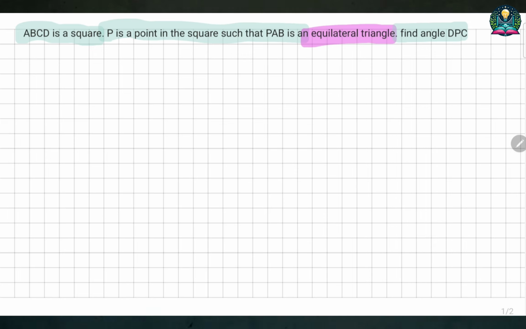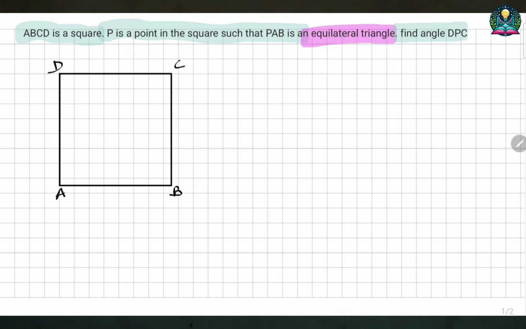So the first part of solving this problem is to draw a diagram, and let's try and draw the diagram as cleanly and as accurately as possible, because the better the diagram, the easier it is for you to solve the problem. So let's draw the square. Here let's now name the vertices of the square. This would be A, B, C and D.